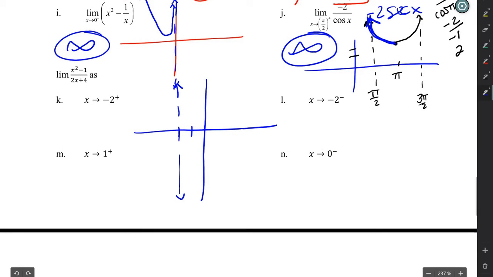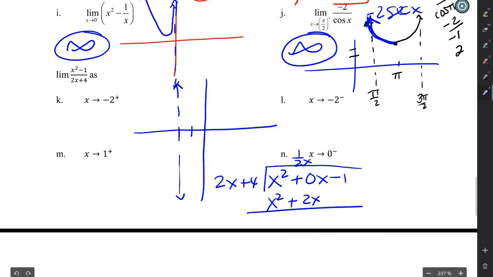To find the location of that slant asymptote, I'm going to do x squared plus 0x minus 1 divided by 2x plus 4. X squared divided by 2x would be 1/2 x. When I multiply, I get x squared plus 2x. I subtract and I get negative 2x, bring down the negative 1. Negative 2x divided by 2x would be negative 1. I can stop dividing here because I've gotten the equation of my line. So I have a y-intercept of negative 1 and a slope of 1/2. So my graph looks something like this.